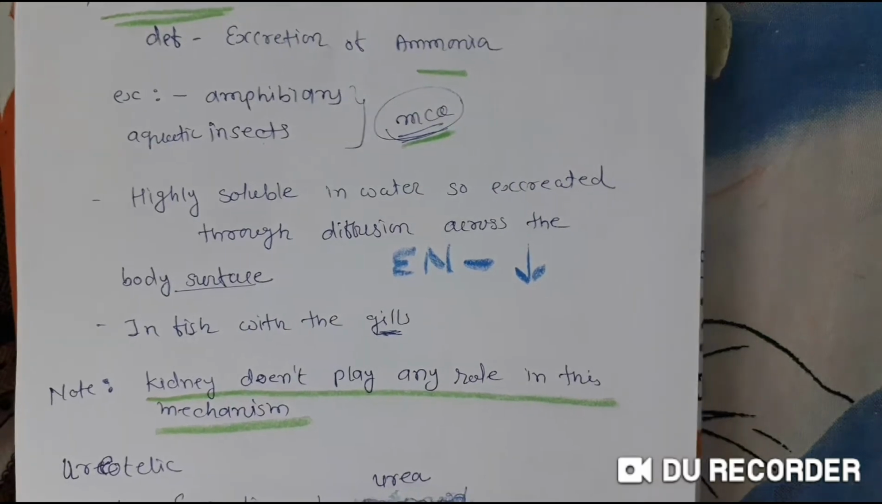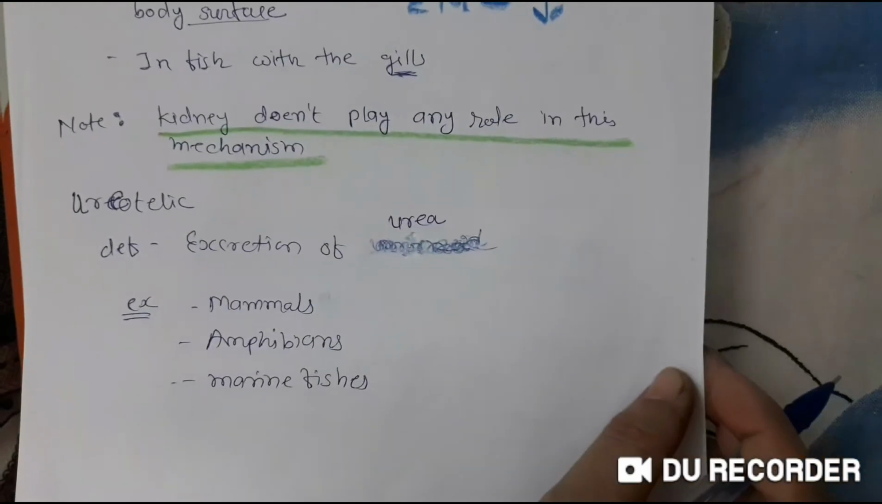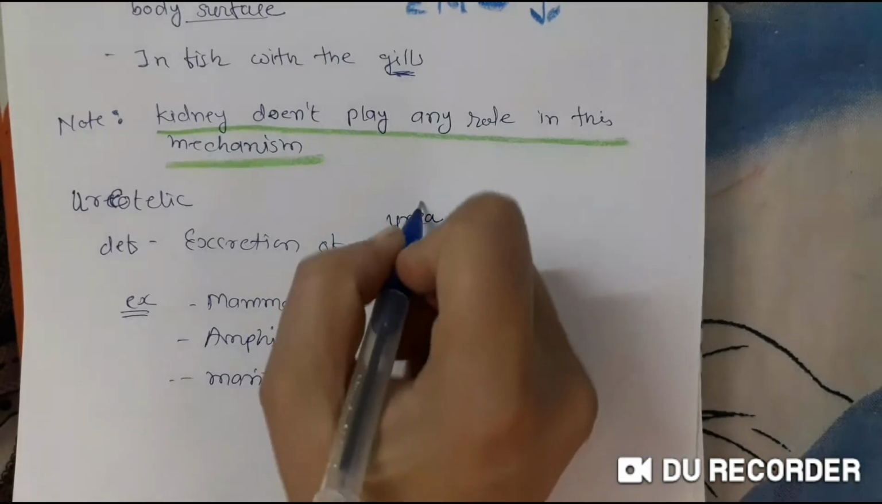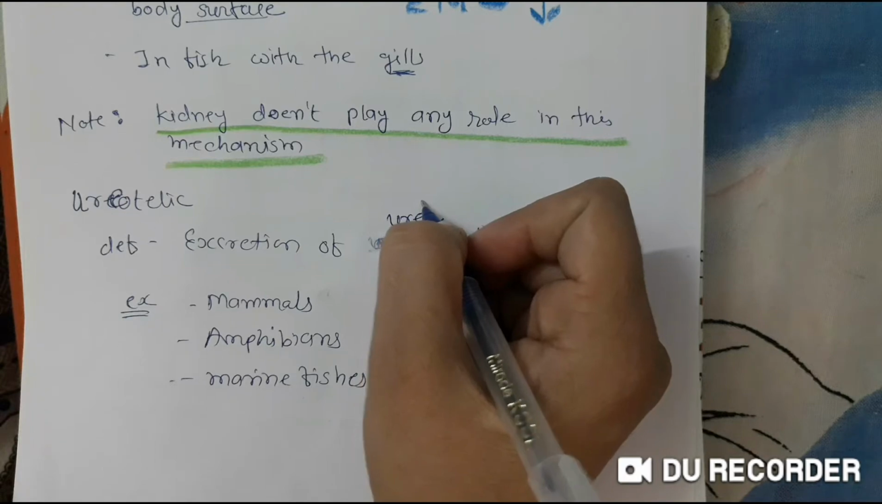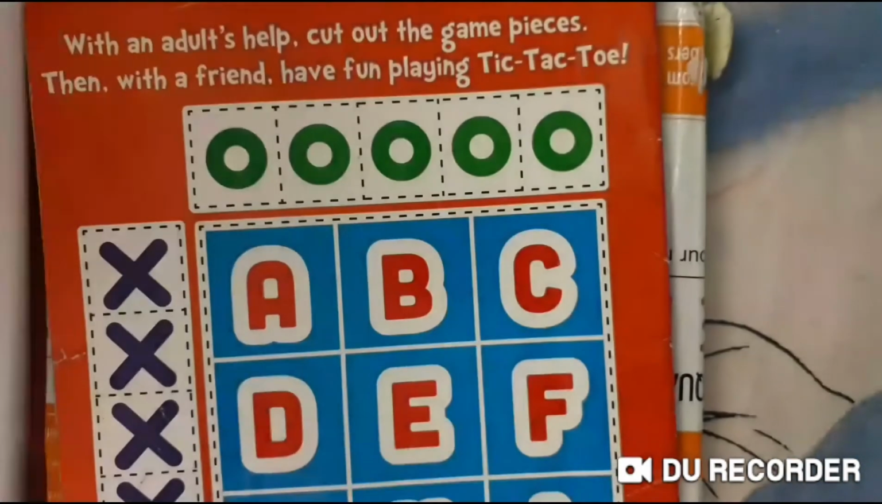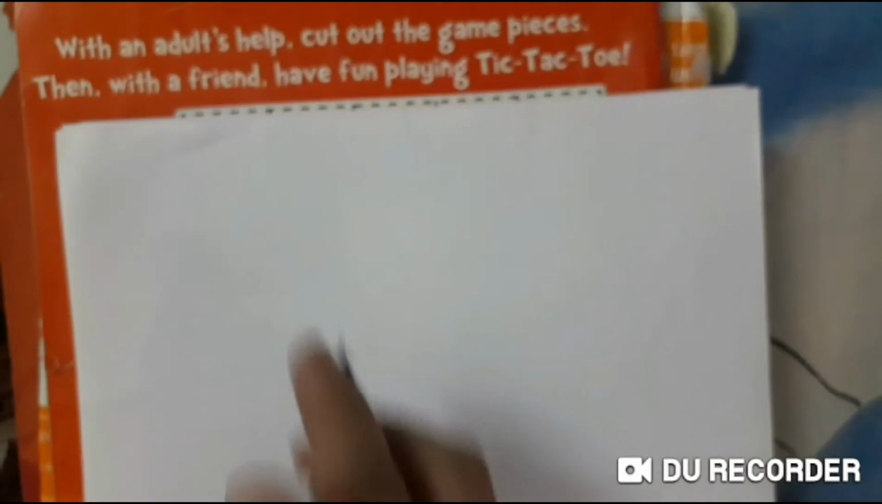It's easy. Then ureotelic is the excretion of urea. Mammals, amphibians and marine fishes do that. Okay, see, I am going to show you how urea is excreted. It's a very nice mechanism. I make a flow chart for you.